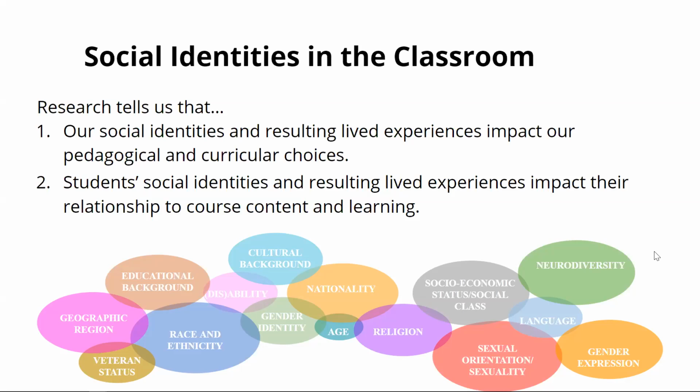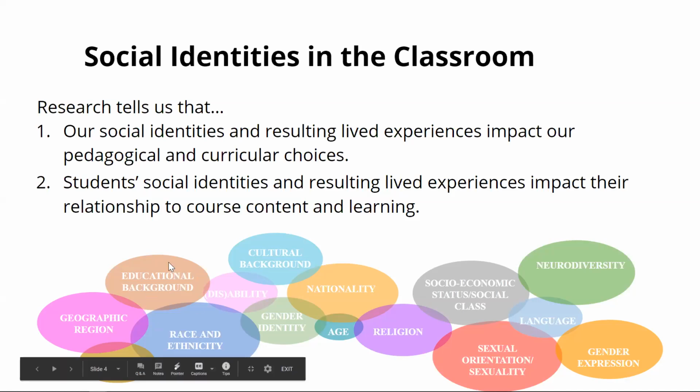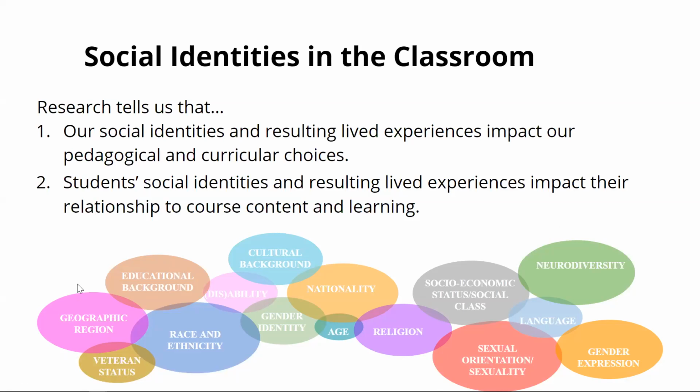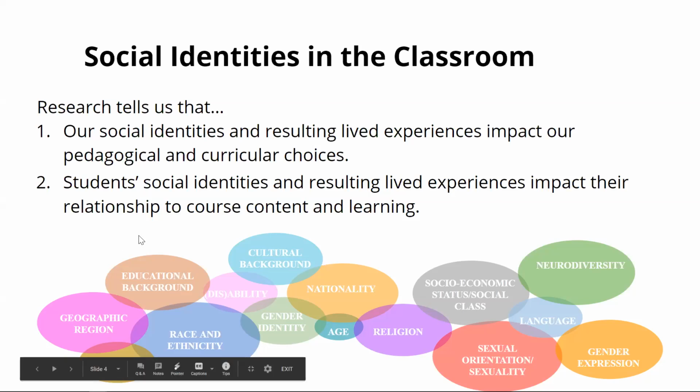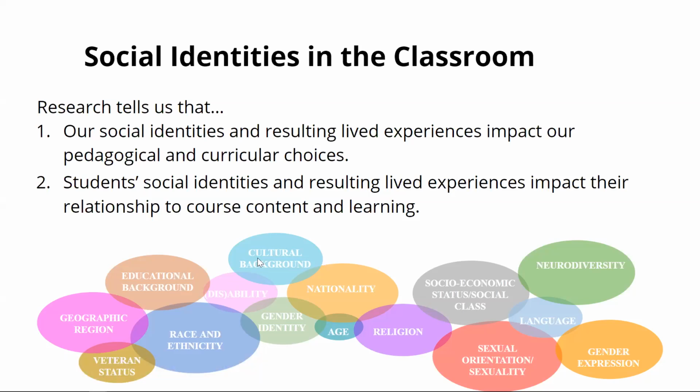Of course, we all know that socioeconomic status and social class is an identity and a position in the world that we all locate. Race and ethnicity, educational background, our geographic region, whether we're from a rural or urban or suburban area, certainly impacts the ways in which we understand and perceive and navigate the world. Our veteran status, disability, our cultural background, gender identity.